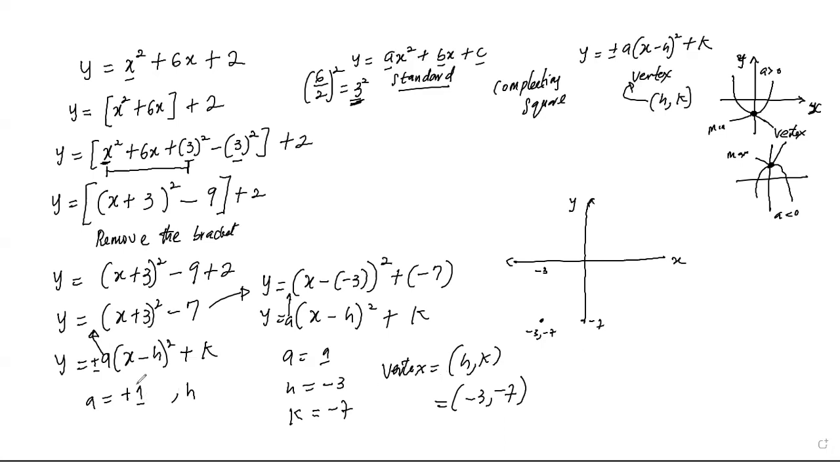And we said that if a is positive, the parabola is going to open upward. So if we are to sketch it, we have something like this. This is just a sketch, not a real value for the parabola, but just a sketch to help us have a picture of how the parabola will look like.